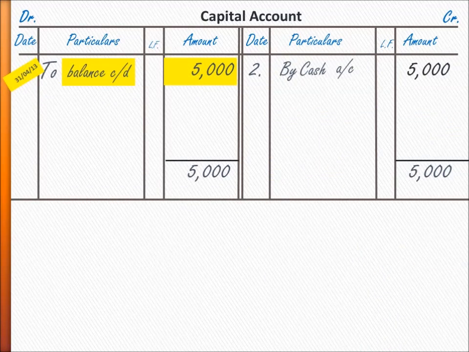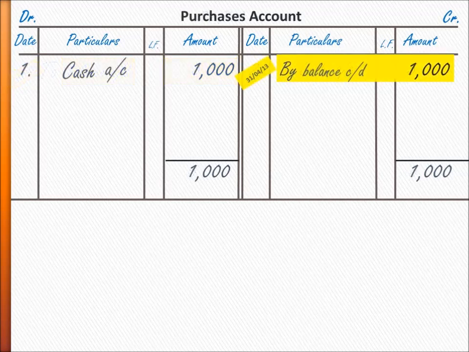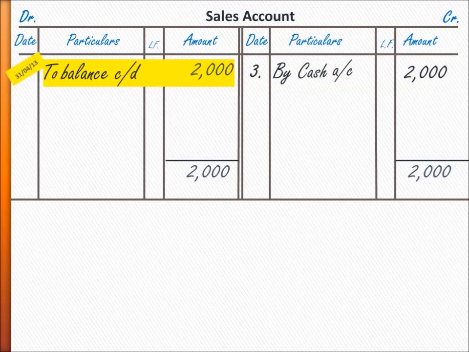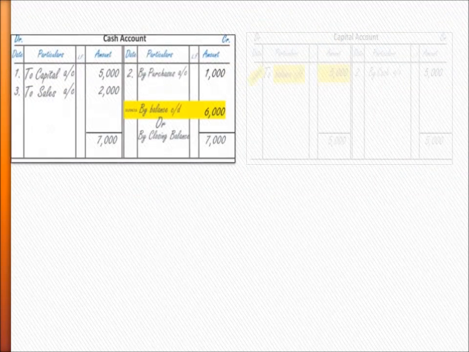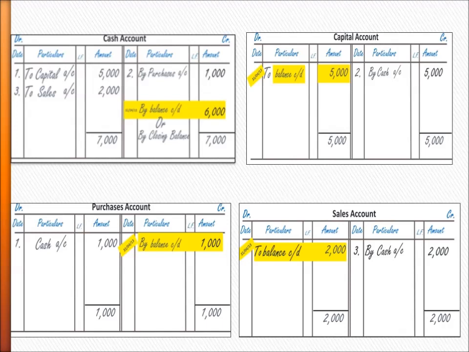And in the same way, in the capital account on debit side, to balance CD was rupees 5,000. This was the closing balance on 31st March 2013. And in purchases account on credit side, by balance CD was rupees 1,000. Means this was the closing balance. And in the fourth account, sales account, on debit side it was to balance CD 2,000. So these were the closing balances of the four ledgers or four accounts.